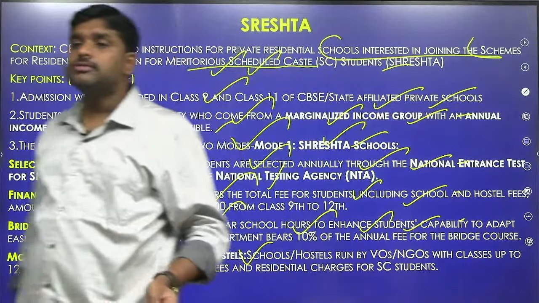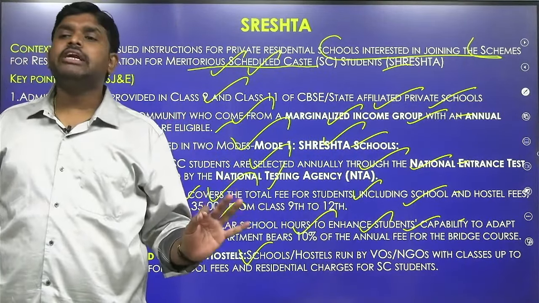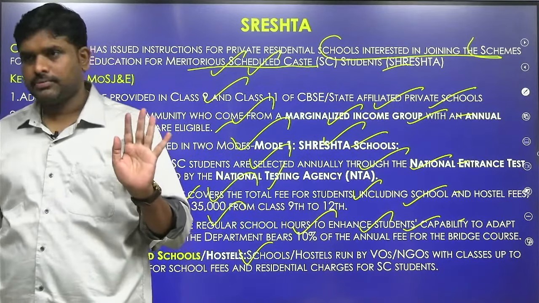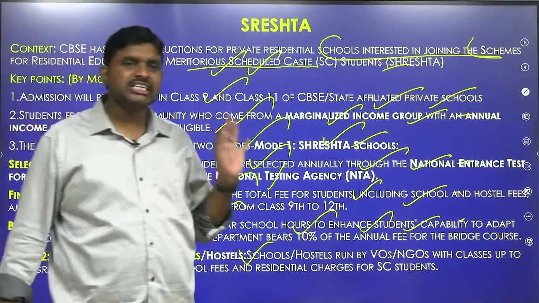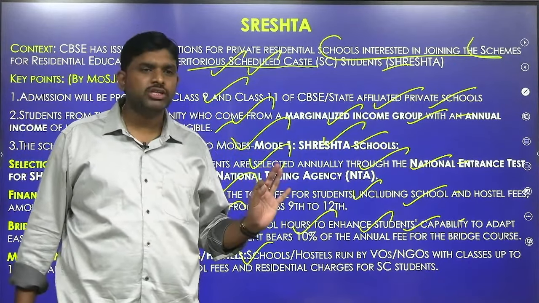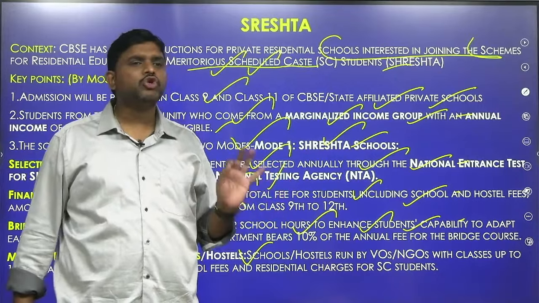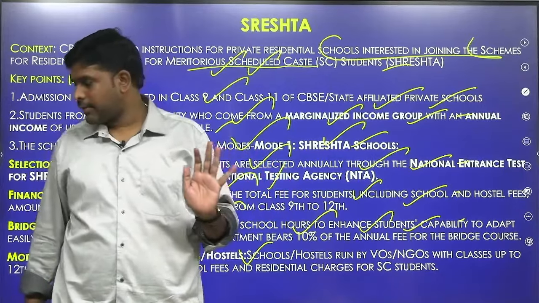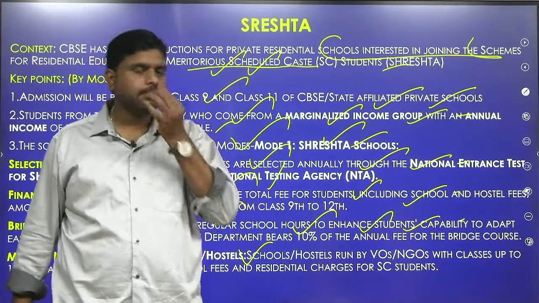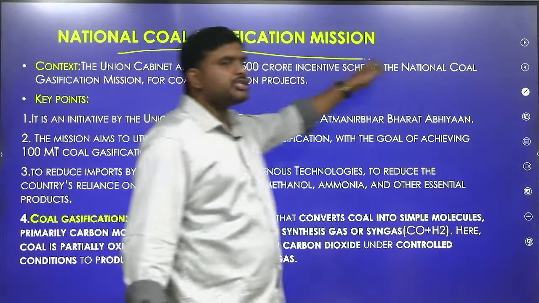For which students? SC. A national level competitive exam will be conducted. Those who will clear, they will come under this. The program name is called Shrestha. Mainly for scheduled caste meritorious students, boys and girls. Which ministry? Ministry of Social Justice and Empowerment.